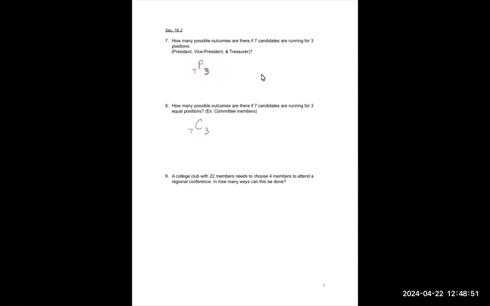All right, and then here's the last one. A college club with 22 members needs to choose four members to attend a regional conference. In how many ways can this be done? So I pick four people. It doesn't matter who I pick first or who I pick second, they're just going to this regional conference. They're not receiving different awards or something. So it's combinations.